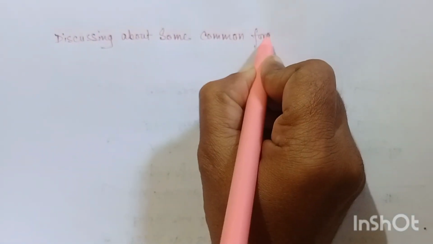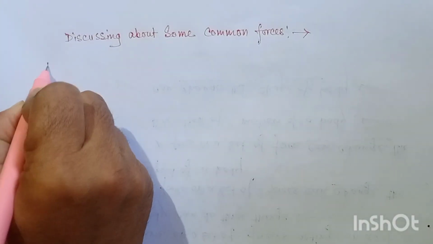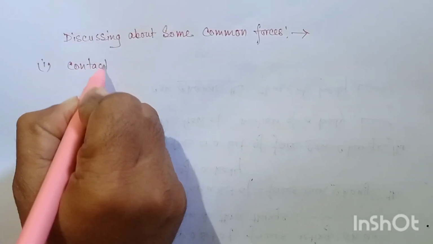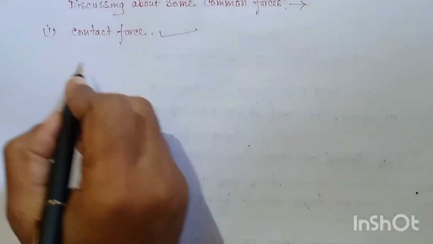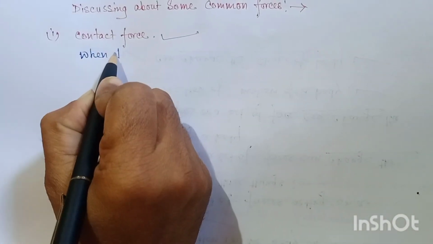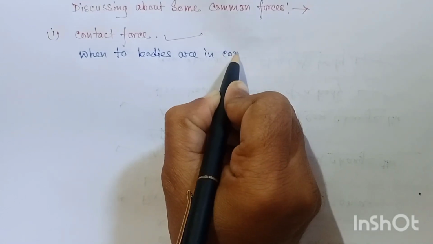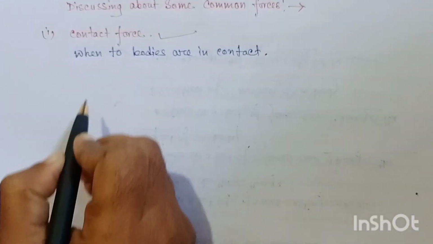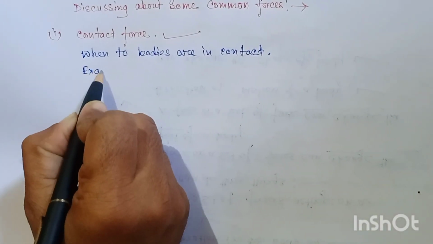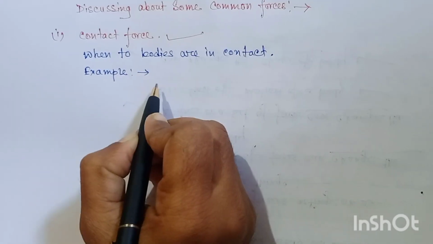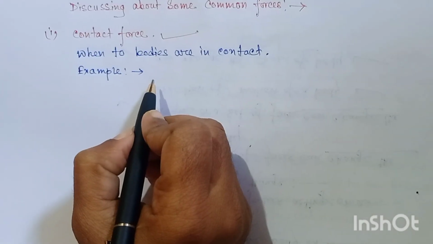First is contact force. When two bodies are in contact, the forces exerted are called contact forces. These are like push or pull by a person, force of wind, force exerted by a load on the head. These are common examples of contact force.